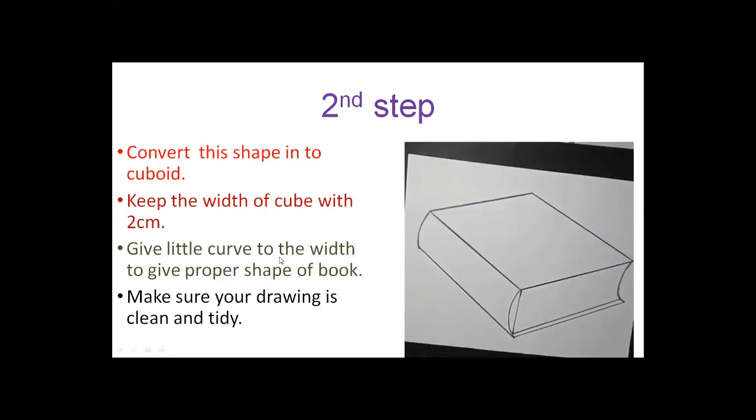Okay, how do we draw step number 2? First you draw the first step, a 6 by 6 square, like this. Then this square is converted into a cuboid with a distance of 2 centimeters, and then we make a curved line, giving a curve to the width to give the proper shape of the book. Make sure your drawing is clean and tidy. Okay, I hope you understand step number 2. Now we will move to step number 3.